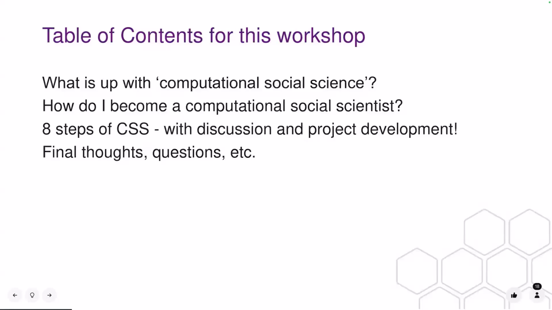Okay, so what we'll be covering today is three main sections. The first thing we'll be talking about is what is up with computational social science. So what does this term even mean? What does it encompass? How do I become a computational social scientist? So what sort of skills am I going to need? Do I have any skills maybe from a traditional social scientist background that I can build on?